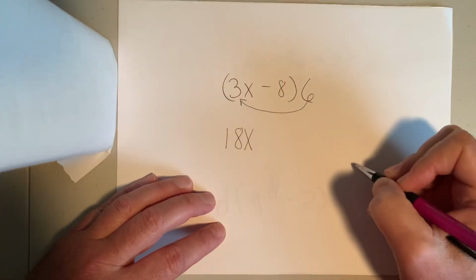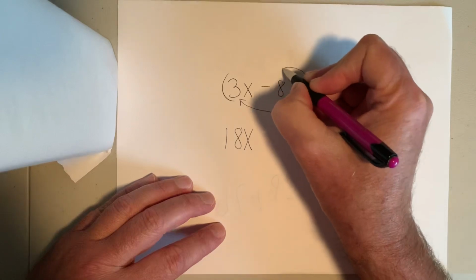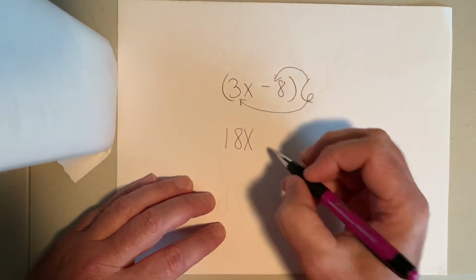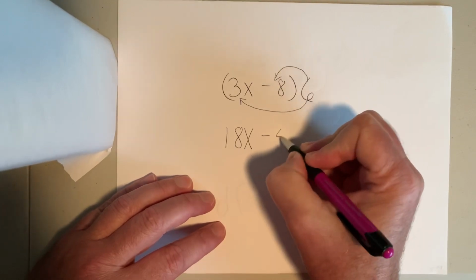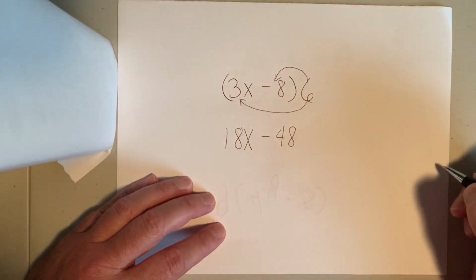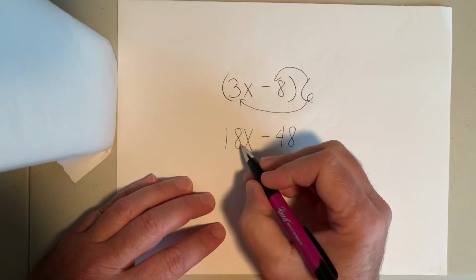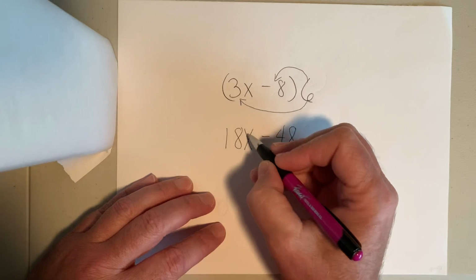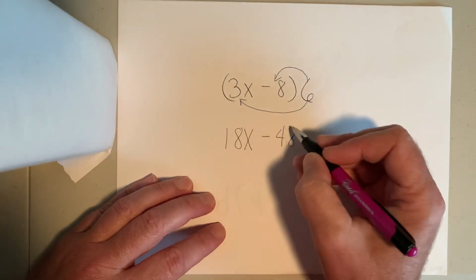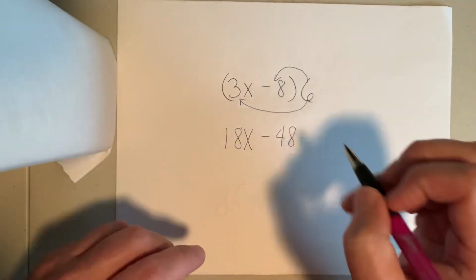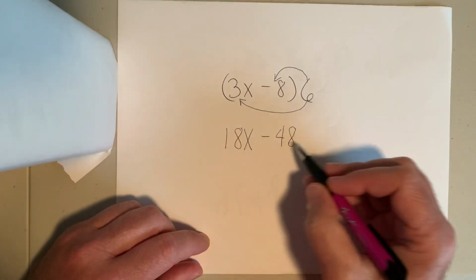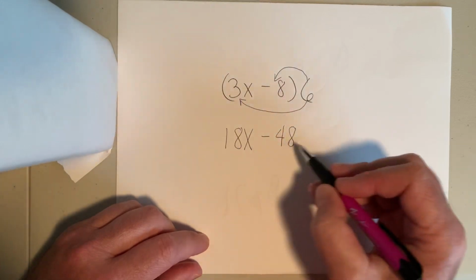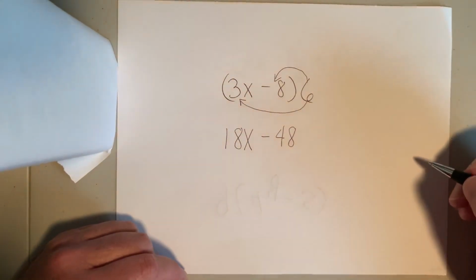And again, the x goes along. And then I'm also going to take this 6 times this, which is negative 8. Well, 6 times negative 8 is negative 48. Okay? Now, please note that this is in the proper form, standard form, meaning the variable comes first and then the constant or the number comes last. So this is in the correct order. Even if you did it the other way around, you would still want to put it in this order, because that's called standard form.